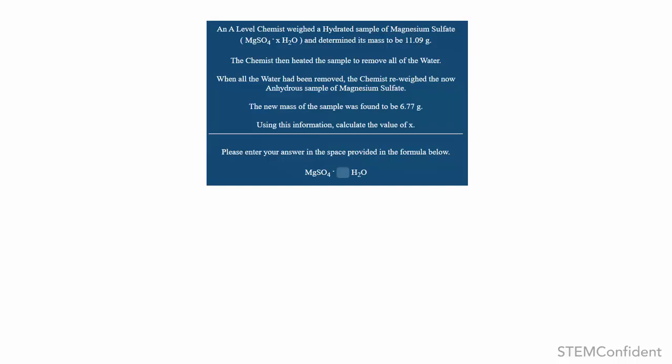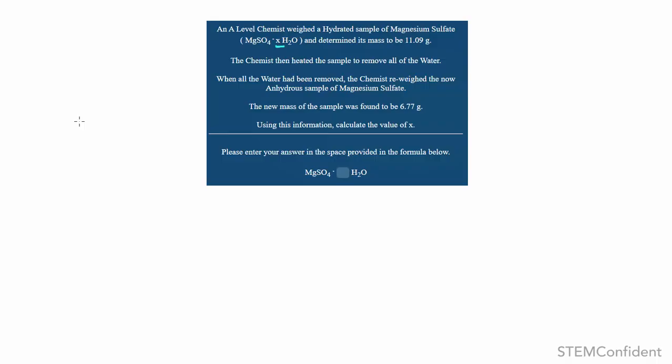In this case, we need to work out effectively the coefficient, the value of x in this question for the H2O in the hydrated sample of MgSO₄, right? And we've been given some masses. We've been given the mass of the hydrated sample, the mass of the anhydrous sample. So let's go ahead and try and figure out what this would be.